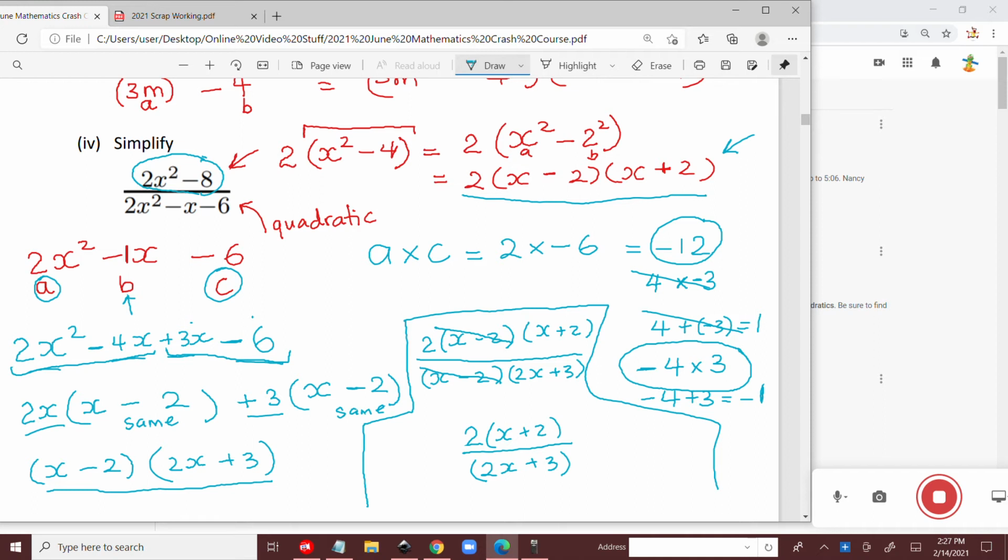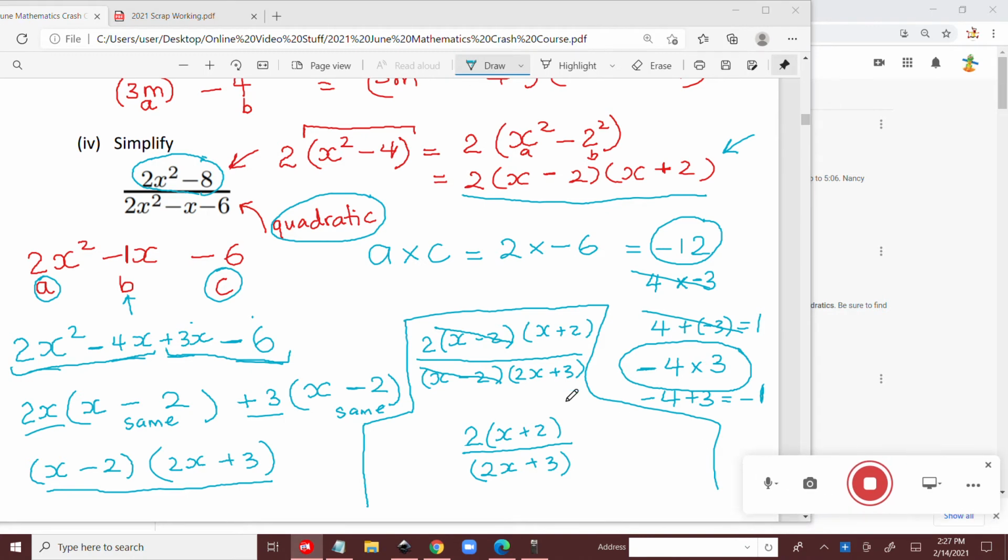Quite long, but I hope you understood it. The only thing that I can think that will give you some problems is how to factorize this quadratic. But you have a video to watch in the event that you didn't understand it. All right, guys, let's move on.